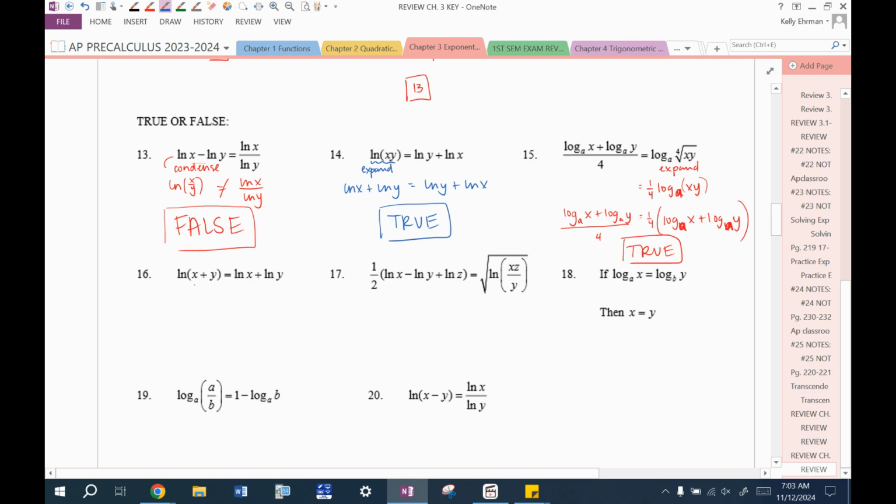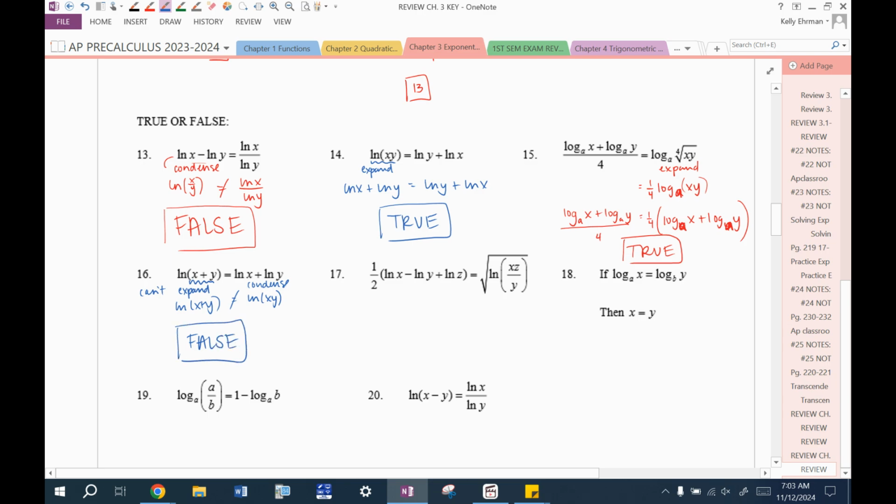For the next one, there is no way to expand an x plus y or an x minus y in a logarithm. On this side, if I were to condense this, it would be natural log of xy. So that's not equivalent to natural log of x plus y. So false.